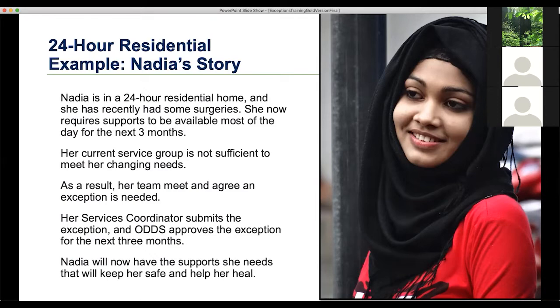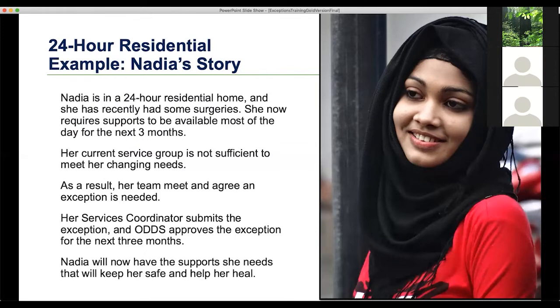So her team meets and they look at what resources we have and what is needed. And as the team looks at this, they're saying, you know what, she really needs an exception because we need to make sure there's enough humans in place, some staff there to provide her that support to meet her needs that are going to be increased over this time. The services coordinator is the one that's going to complete and submit the exception.